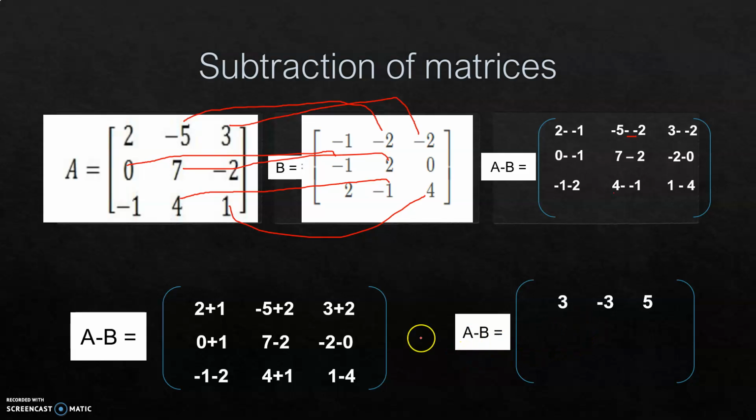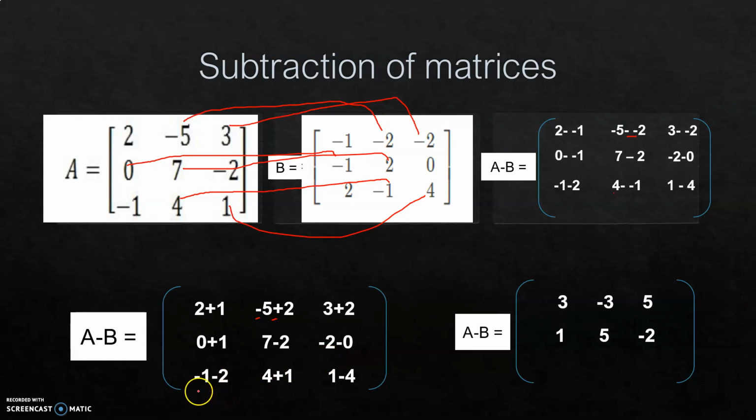If the signs are different, here one is minus and one is plus, take the difference and put the sign of the bigger one. Minus 5 plus 2: the difference is 3, and the bigger one is 5, whose sign is negative. So negative 3. Then 3 plus 2 is equal to 5. Then 0 plus 1 is 1. 7 minus 2: take the difference, it is 5. Then minus 2 minus 0 is minus 2.